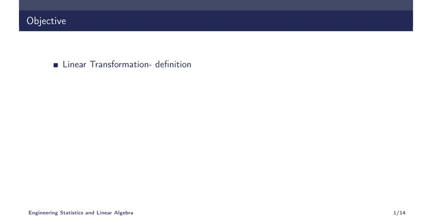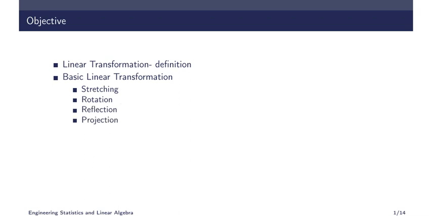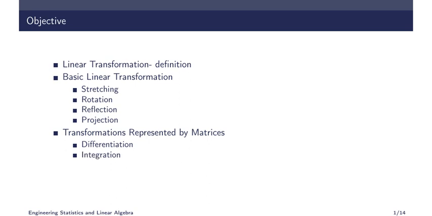Moving into the objective, today we are going to learn about linear transformation, what is the definition of linear transformation, and some basic linear transformations such as stretching, rotation, reflection and projection. And also we will discuss how to represent the general transformations on polynomial space or some other spaces using matrices. In this we will discuss how to represent differentiation and integration. Also we will discuss some problems related to this.